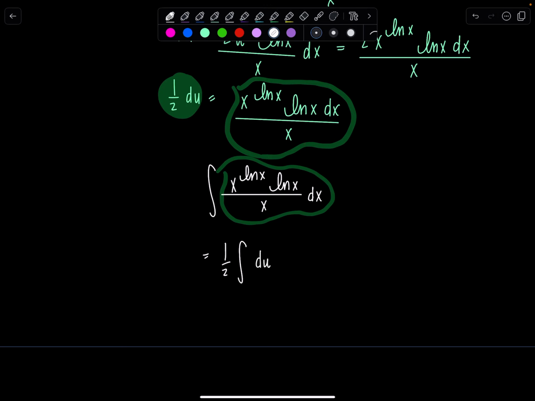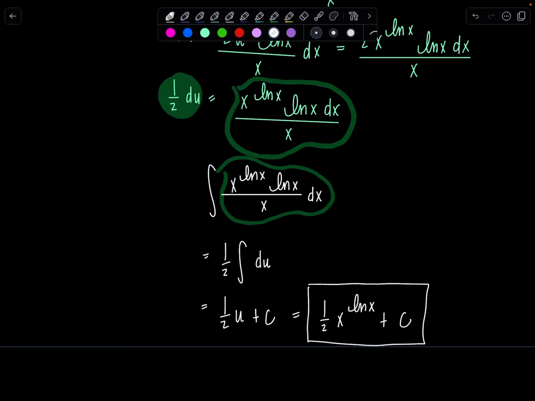You could put the 1/2 inside. I like to put the constants outside. It just helps keep things a little more simple for me. Well, the antiderivative is just going to be 1/2 u plus c. And then who was u? It was x to the natural log of x. So this is 1/2 x to the natural log of x plus c. And that is the end of the problem.